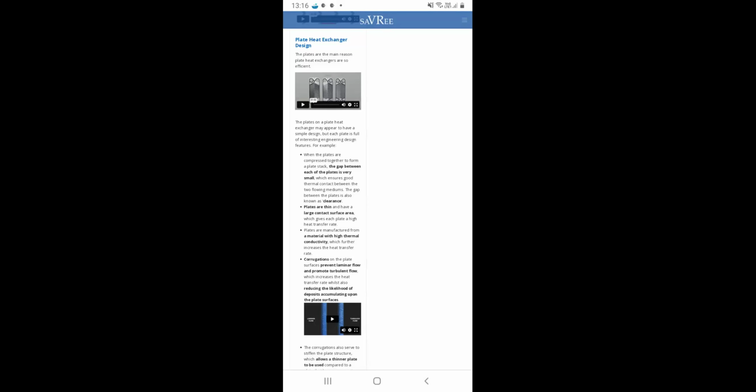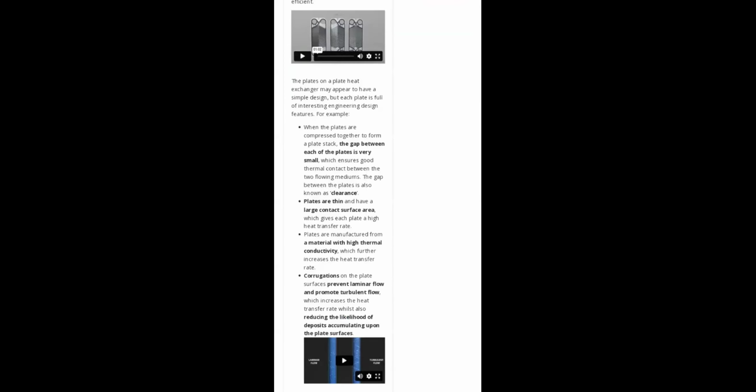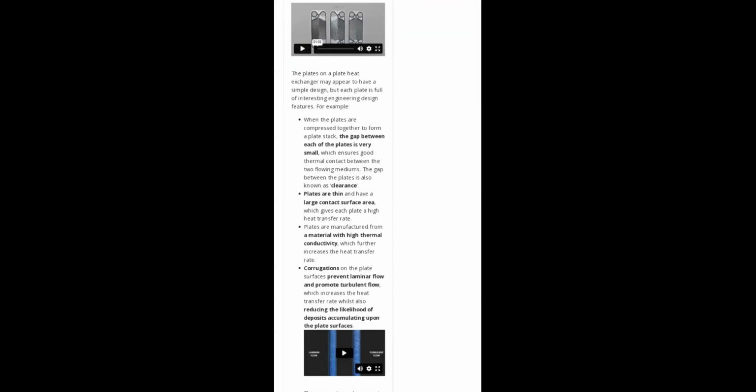When the plates are compressed together to form a plate stack, the gap between each plate is very small, which ensures good thermal contact between the two flowing media. The gap between the plates is also known as the clearance. Plates are thin and have a large contact surface, which gives each plate a high heat transfer rate.